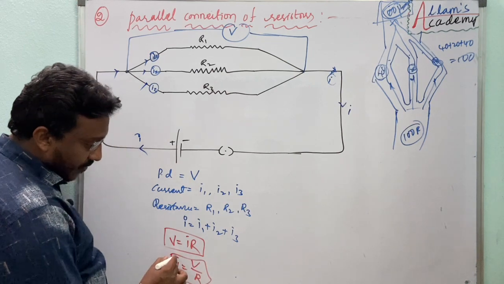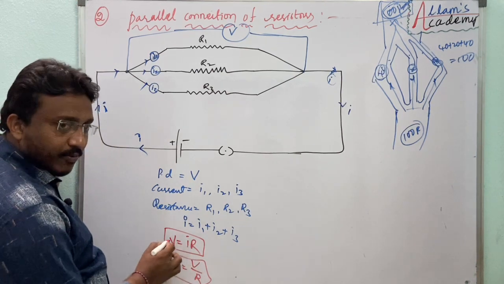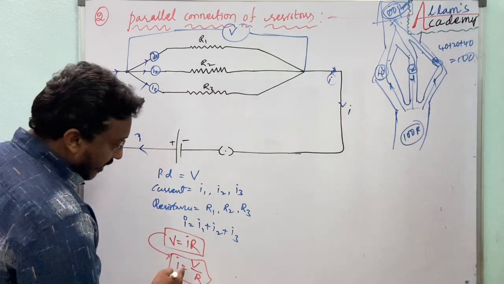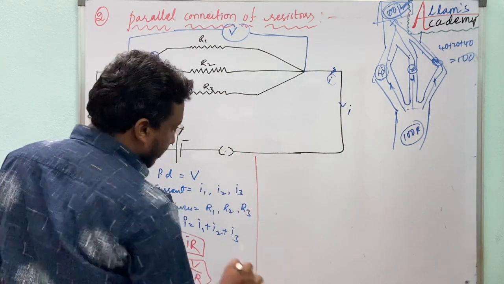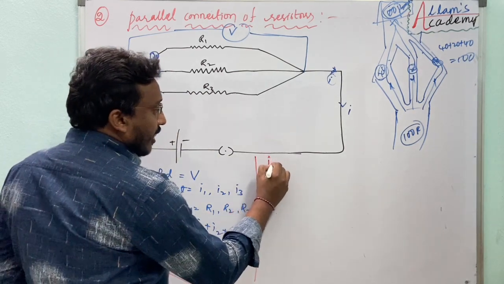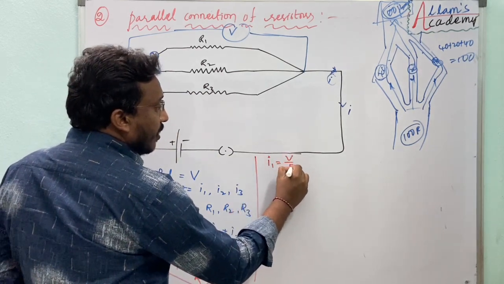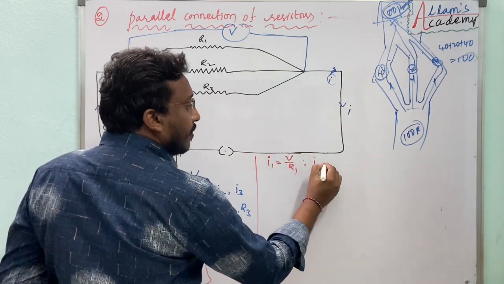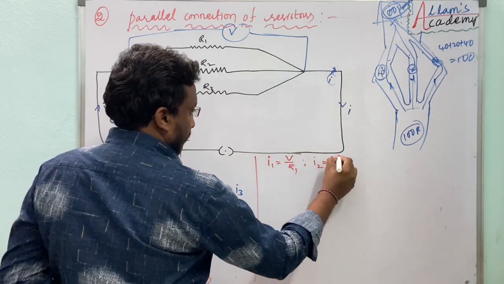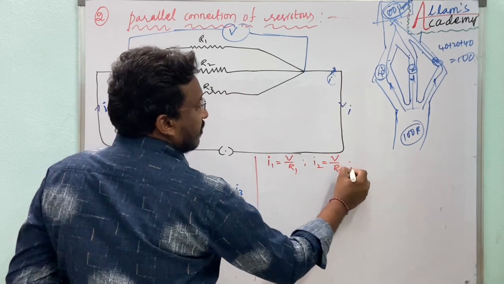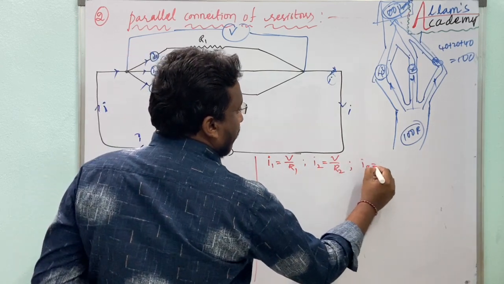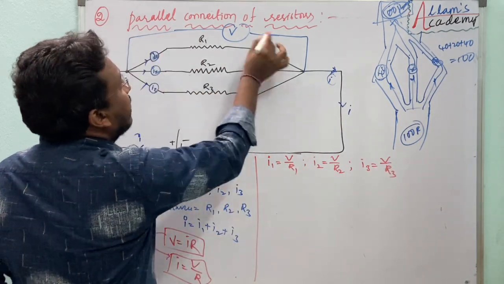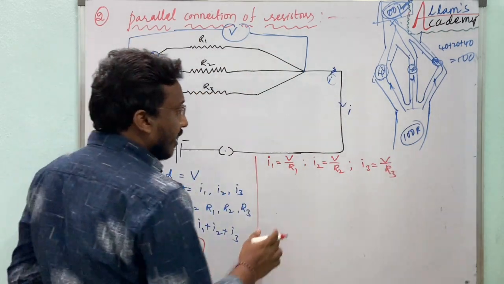From Ohm's law, we can calculate that V equals IR. From V equals IR, we get the equation I equals V by R. This can be applied to all three resistors. Then I1 equals V by R1, I2 equals V by R2, and I3 equals V by R3. Sir, why? V is constant here. Okay.